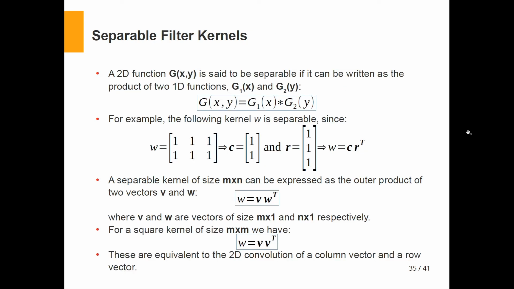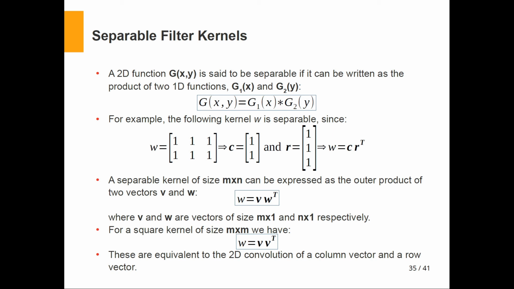So now let's talk about separable filter kernels. If you remember, when I was talking about converting an image to a transform domain, for example, going from the spatial domain to the frequency domain, I talked a little bit about separable kernels. Generally speaking, a 2D function g of x, y is said to be separable if it can be written as the product of two 1D functions: g1 of x multiplied by g2 of y.